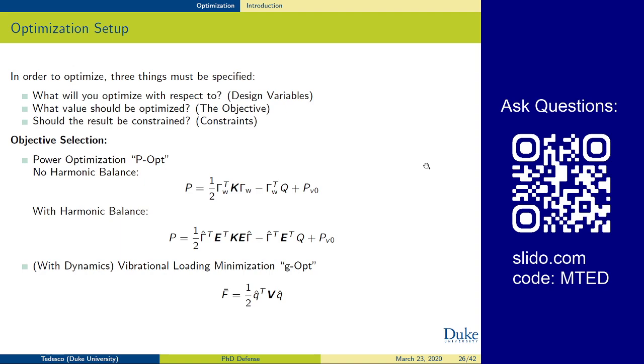When it comes to objectives, we've found two, it seems. The first is looking at the power, or what we'll colloquially call P-opt. This is our quadratic, linear, constant term, without harmonic balance and with harmonic balance. This is just so we can see what that would look like with harmonic balance. And then finally, we also have our vibrational loading minimization, which we'll colloquially call G-opt for G loading. And here is our quadratic term that we derived for our vibration. These are our two objectives that we'll consider.